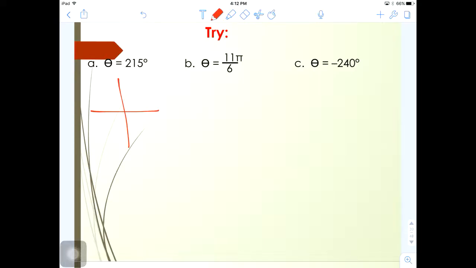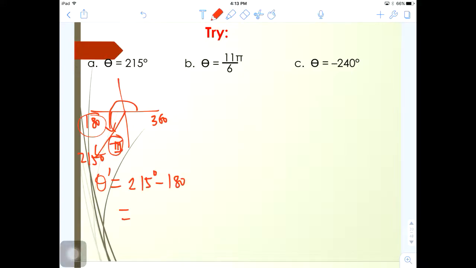First angle is 215. Here's 180. 215 is over the 180. So here is 215. The angle is in third quadrant. And in third quadrant, you are closer to 180, not 360, right? So theta prime is actually 215, which is the bigger angle, minus 180, and that gives us 35 degrees. So theta prime is 35.